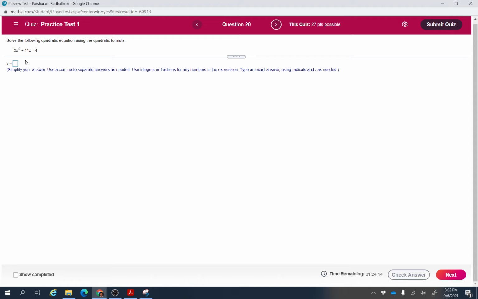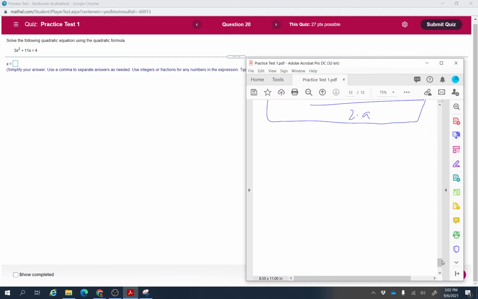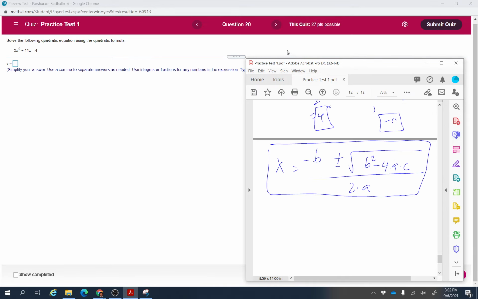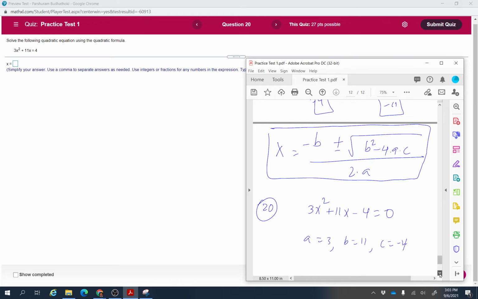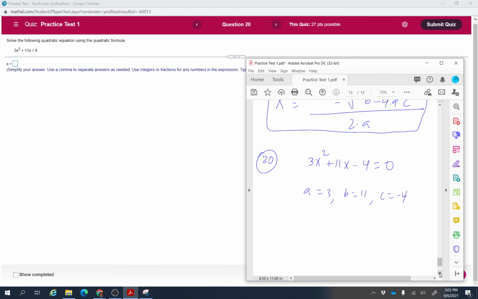So this is what I was talking about. This is your quadratic equation. You can use the quadratic formula to solve this equation. So let's see problem 20. To use the quadratic formula, bring everything on the left side. So I can rewrite this problem as 3x squared plus 11x minus 4. Now from here I can find a equal 3, b equal 11, and c equal negative 4. You just have to plug these values back in this formula and you'll be able to find the value of x. For the calculation part, I'm going to skip it so you can try yourself.